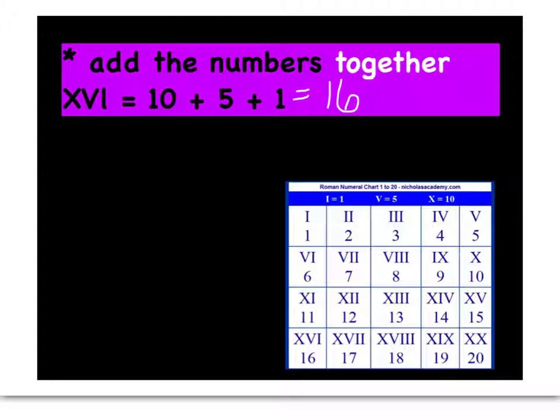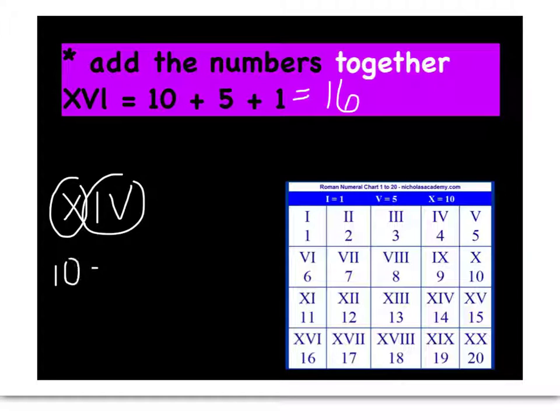Now remember, rule number 2. Sometimes it's not so easy. Sometimes the smaller number is before a bigger number. This tells us that we need to group these together. So we have 10 plus 4 in this case, which is going to be 14. But remember, rule number 2.